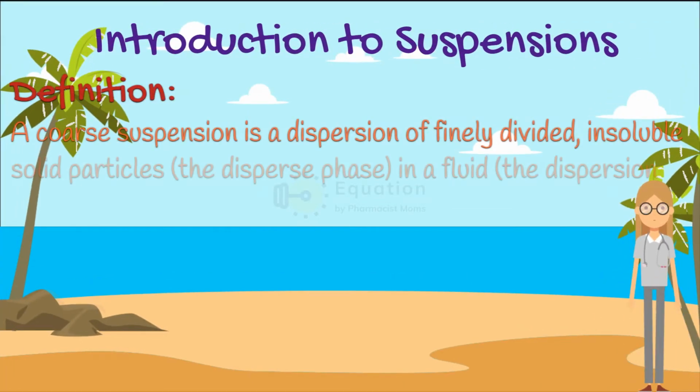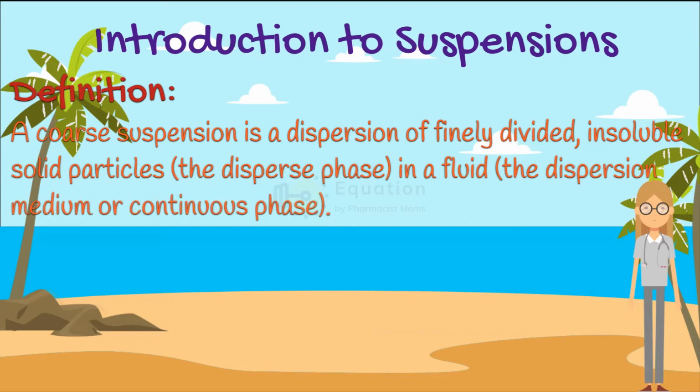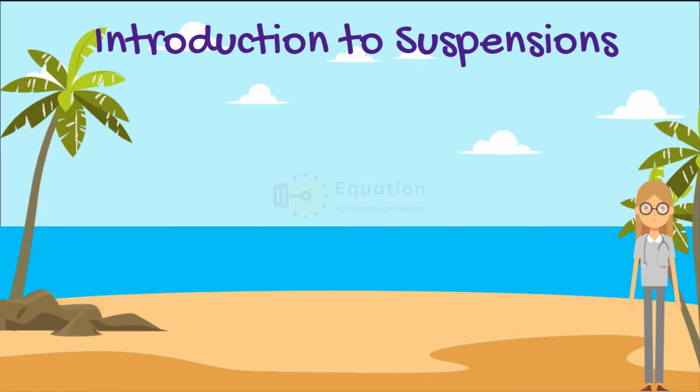A coarse suspension is a dispersion of finely divided, insoluble solid particles, that is, the disperse phase, in a fluid, that is, the dispersion medium, or continuous phase. Most pharmaceutical suspensions consist of an aqueous dispersion medium, although in a few instances, it may be an organic or oily liquid.